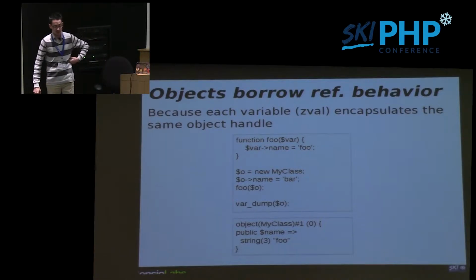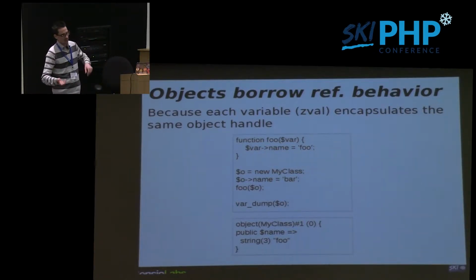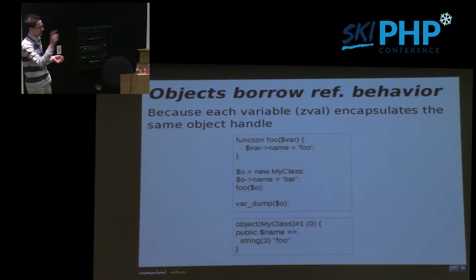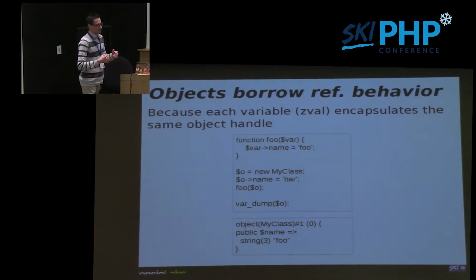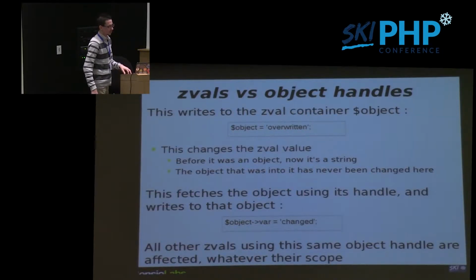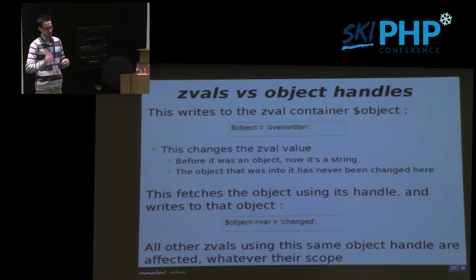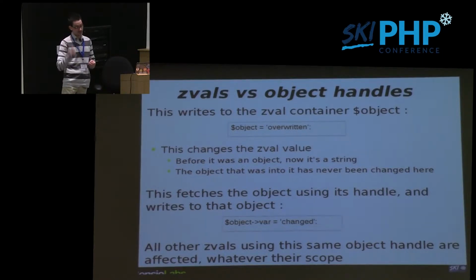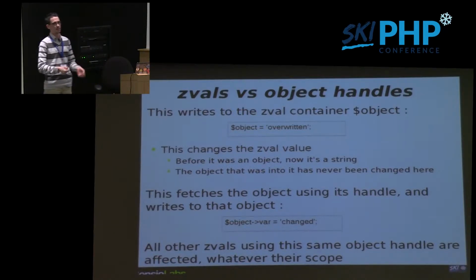Objects borrow reference behavior, they give you the illusion you have references even if you don't use the ampersand sign, because internally the zval encapsulates the same object handle. So when you create a PHP variable with an object, you have a handle and you pass this variable somewhere. It can be copied but it still points to the same object internally. So you have to make the difference between the zval, which is the variable, the dollar something, and the object, which is pointed to internally by it.